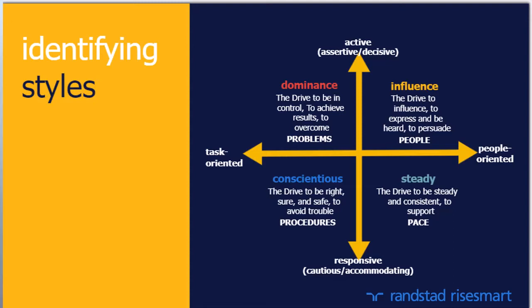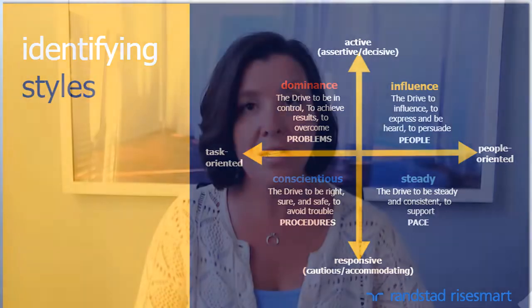The third personality style is the steady style. These folks are motivated by appreciation and they like to support others. And the last style is the conscientious style. They like to be right and sure about what they're doing and prefer to avoid trouble. They gravitate towards procedures in their life. To use these styles in your communication, consider the following recommendations based on the personality styles I've just outlined.